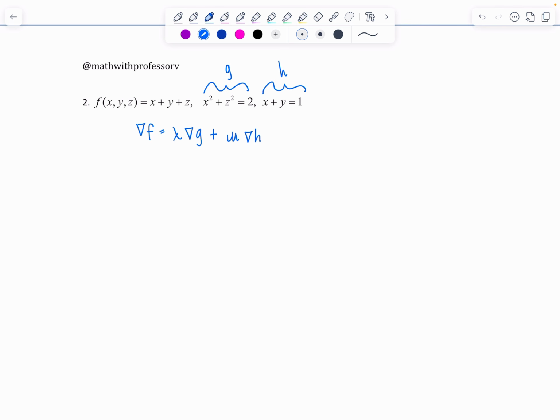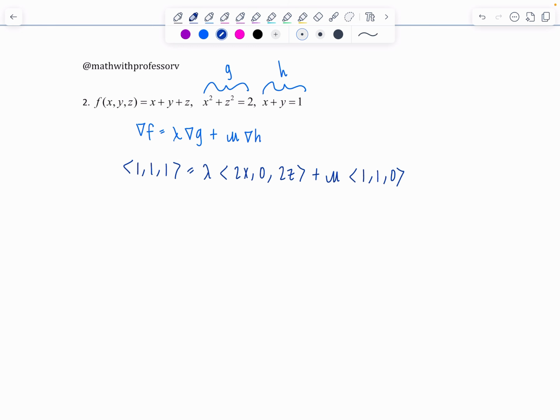So this time we'll have 3 components. How exciting. Okay, the gradient of f, look how cute: (1, 1, 1) equals lambda times (2x, 0, 2z) plus mu times (1, 1, 0).